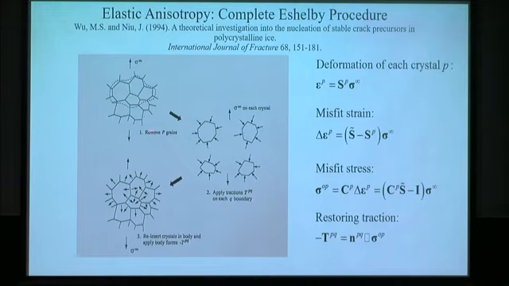Now the procedure requires us to, first of all, remove these 4 grains, the P grains, and subject each of them to the remote loading. So you let these 4 crystals deform unconstrained. The deformation of each of these crystals, P equal to 1, 2, 3, and 4, would be equal to the crystal compliance times the remote loading. So this is the unconstrained deformation of each of these crystals.